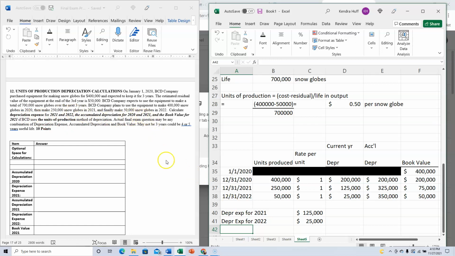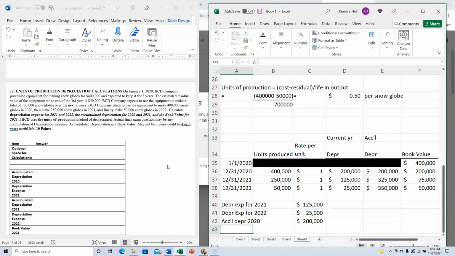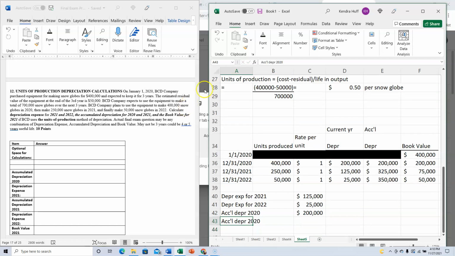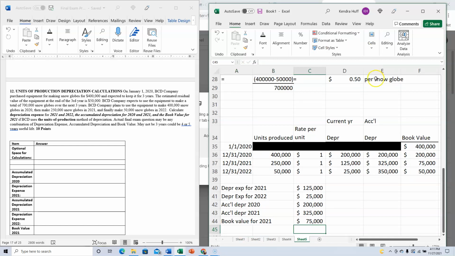Accumulated depreciation for 20 and 21: 2020 is $200,000. 2021 it's $325,000. And book value for 2021 is $75,000. Okay, and those numbers are all up in here.